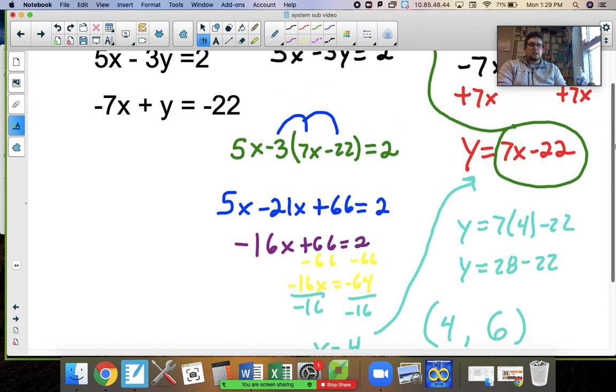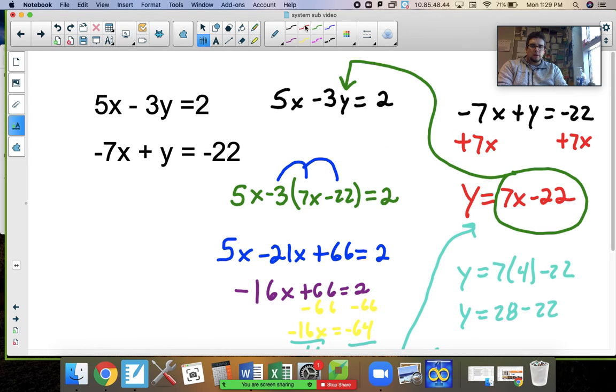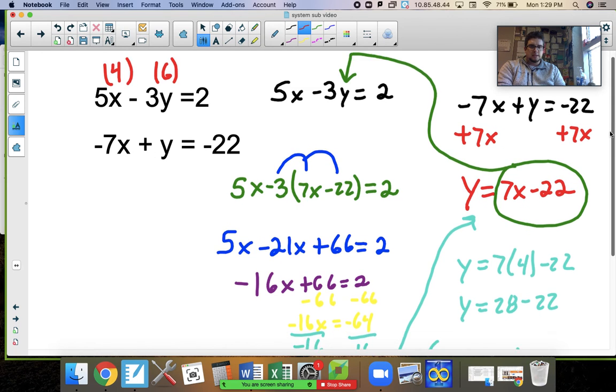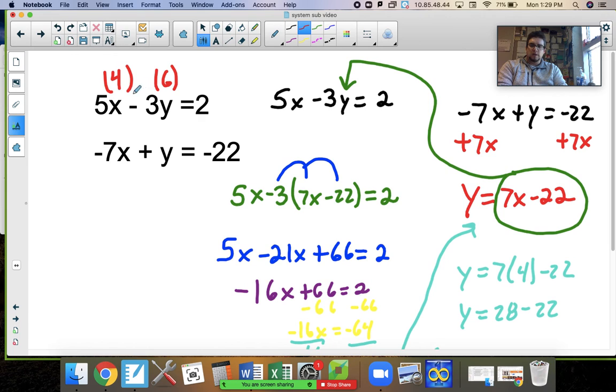You can always check your answer by taking the coordinate point and plugging it back in to both of your equations. So what if x is 4 and y is 6? You better get an equal equation. So this is 20 minus 18. Do you get 2? And then 4 and 6: you get negative 28 plus 6 equals negative 22. So if you do that, you get the same answers. That's one way you can check if I did not provide the answer for you.